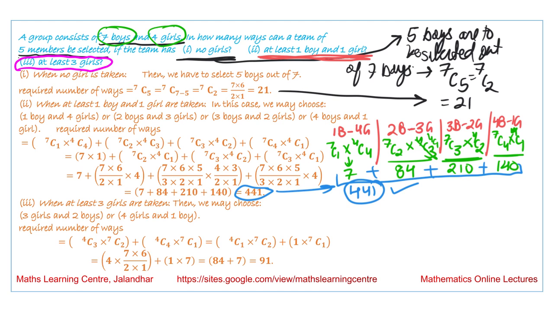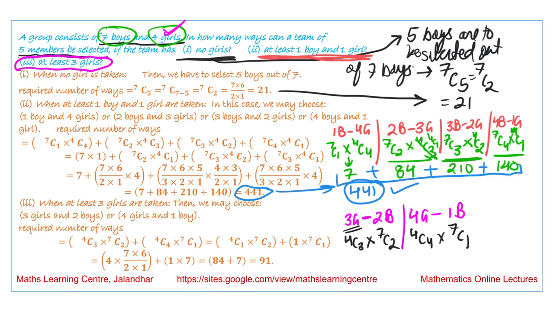So at least 3 girls means that 3 girls should be there, and if 3 girls are there then 2 boys will be there. If 4 girls are there then 1 boy is there. Maximum number of girls is 4. So the values in this case: the number of ways is 4c3 into 7c2, and 4c4 into 7c1.